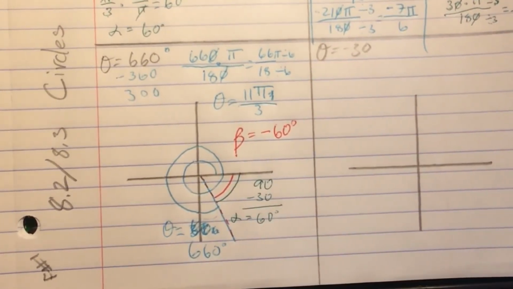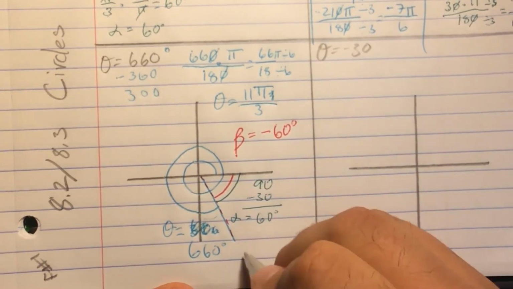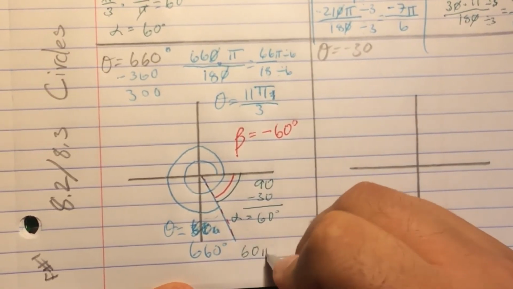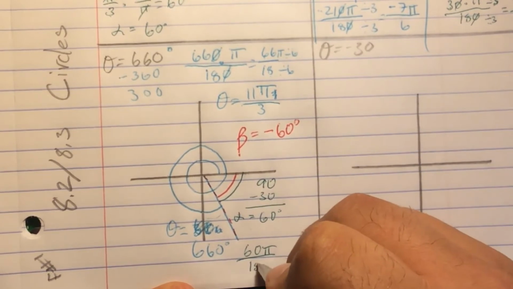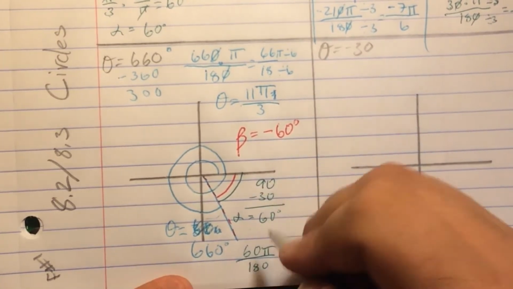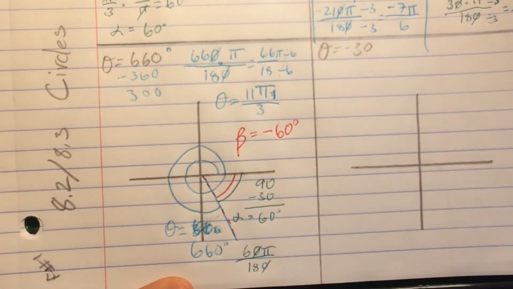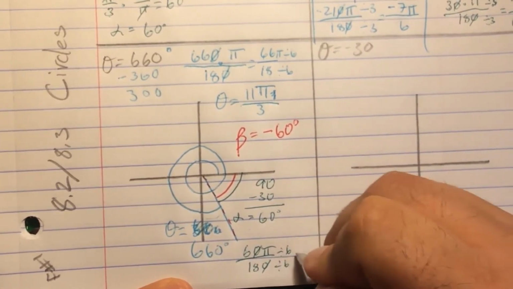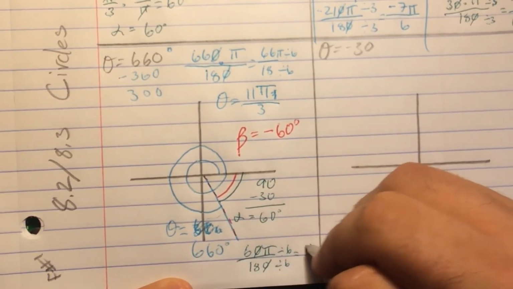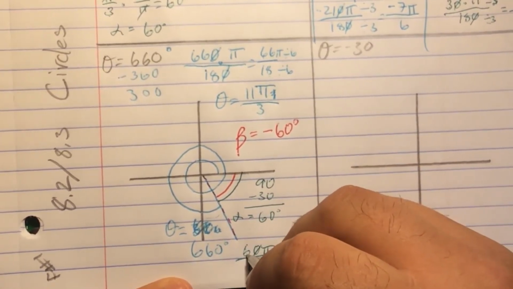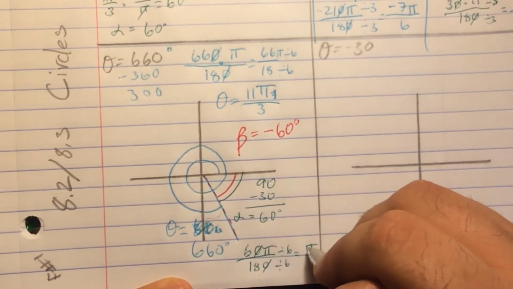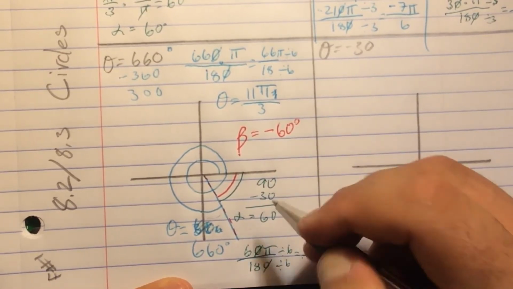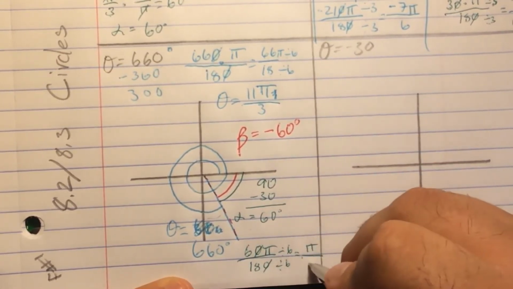All right, go ahead and go to alpha. So we have 60 degrees. We have 60 times pi over 180 degrees. So we're going to reduce our zeros again. Then we have 6 over 18. We can divide both by 6. And we get pi, because 6 divided by 6 is 1, 1 times pi is pi, divided by 18 divided by 6, which is also 3.